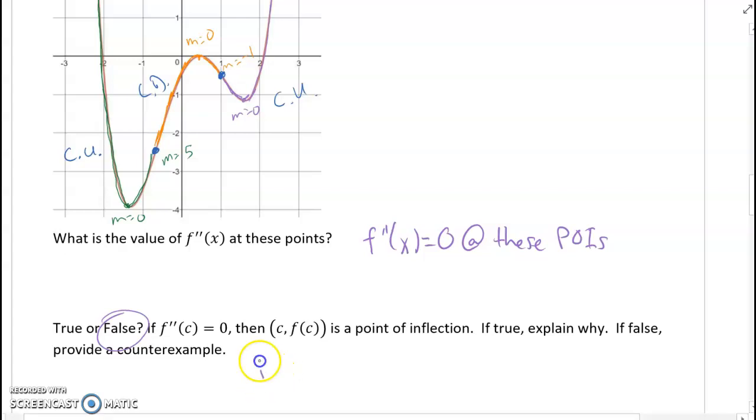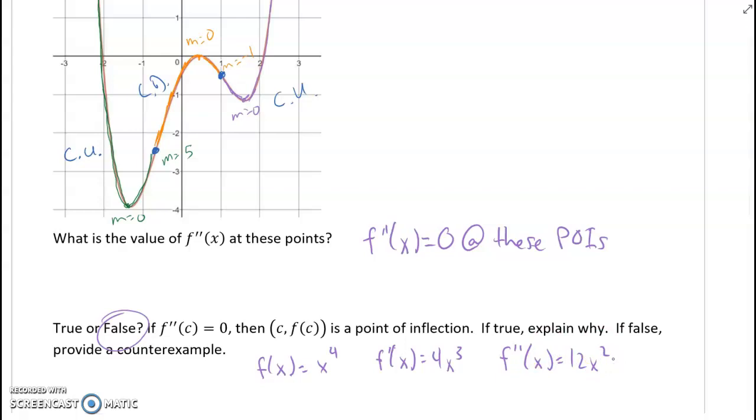Here's a nice example. f of x equals x to the fourth, right? f prime is clearly 4x cubed. So f double prime is clearly 12x squared. So there is a critical number of the derivative at x equals 0, because there is an x value where the second derivative equals 0, namely x equals 0. But the second derivative is positive to the left of 0. The second derivative is positive to the right of 0. It does not change signs. The second derivative stays positive on both sides. Therefore, if there's no change in concavity, there's no point of inflection.